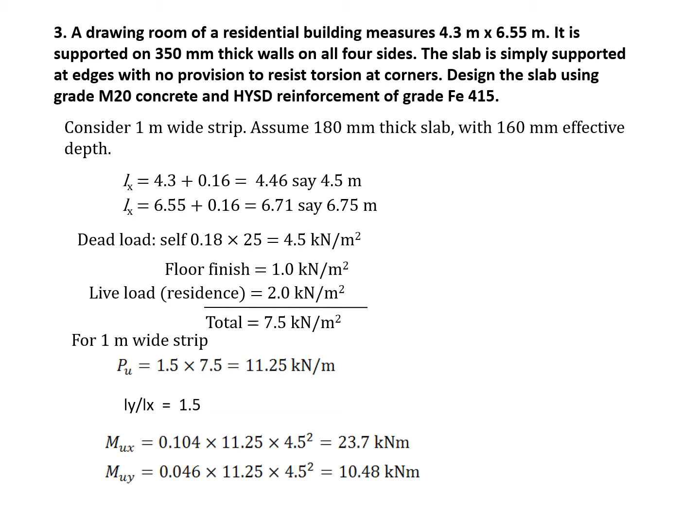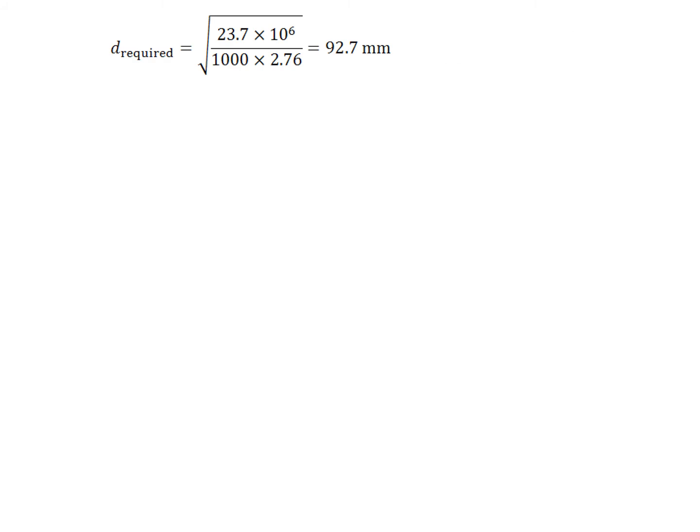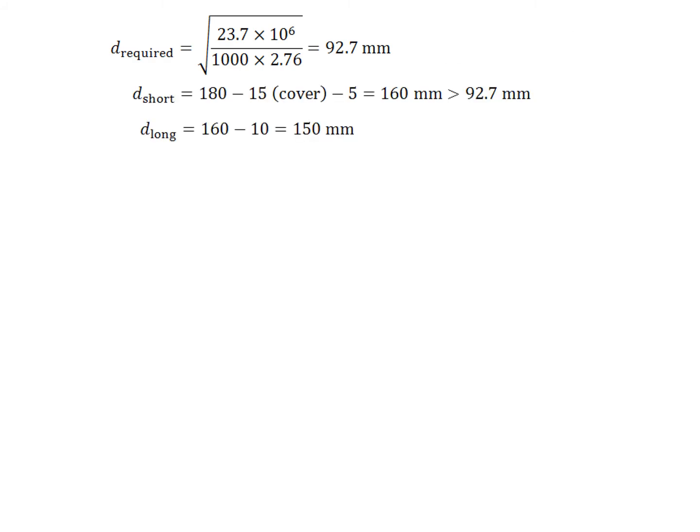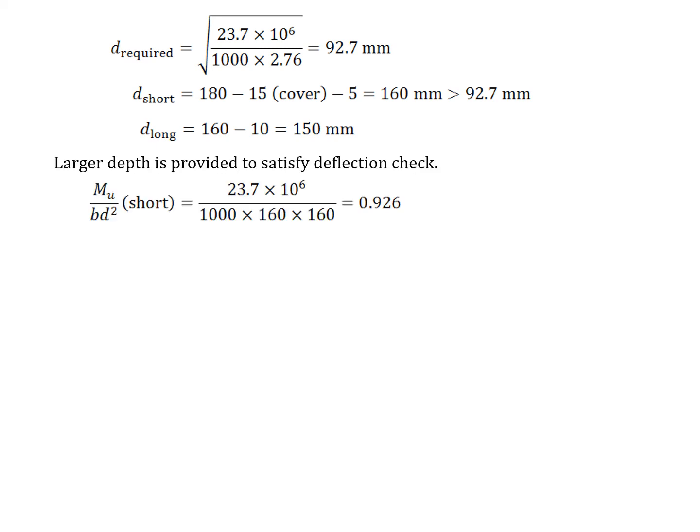There is of course more work in this than the one-way slab. So you check the D required for balanced section. Ensure that D provided is more than the balanced, so that it is under-reinforced. Then a larger depth is provided to satisfy the deflection check. So that's a comment. Later on, one would ask why we chose 180. That, as you'll see, is in the deflection check.